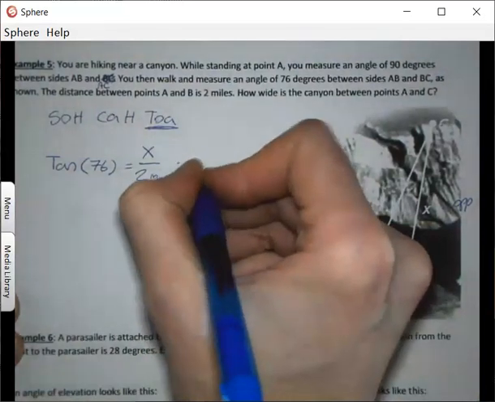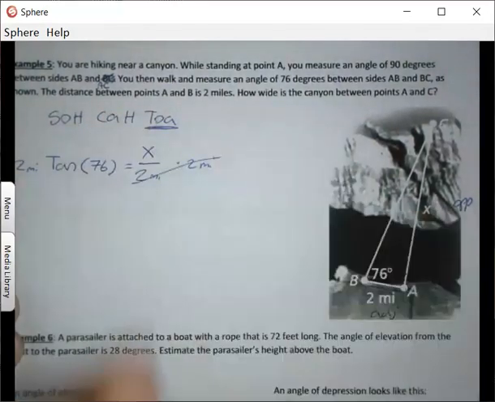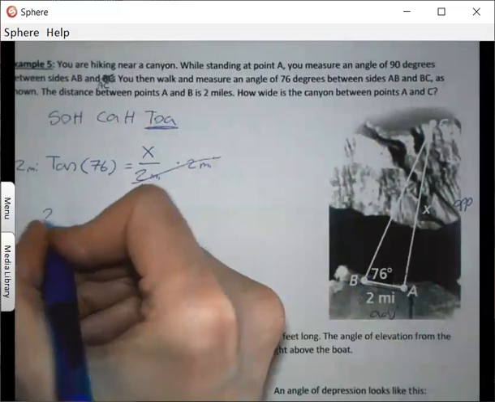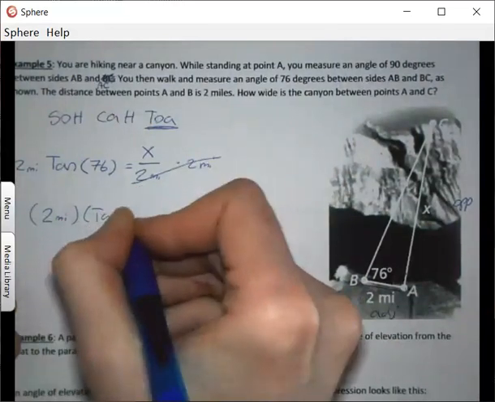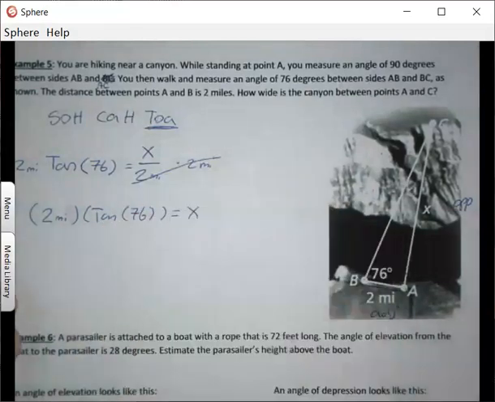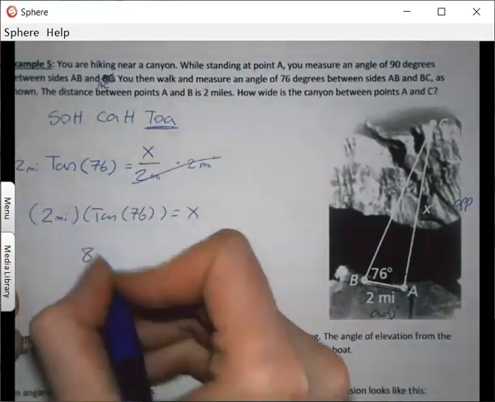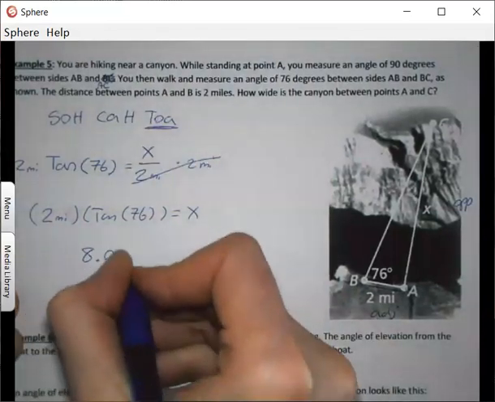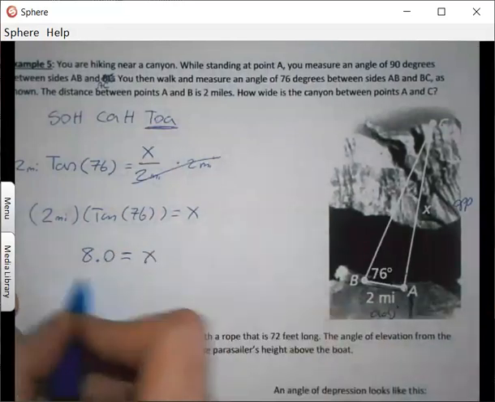Solve for x, multiply both sides by 2. So 2 miles times the tangent of 76 is going to be x. Put this in a calculator, we'll get an approximation. Looks like it's 8.0 approximately, or maybe exactly. I'll have to double check.